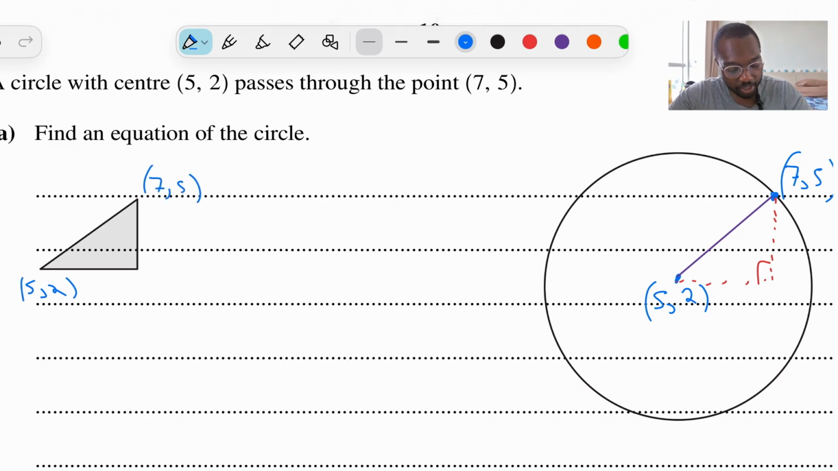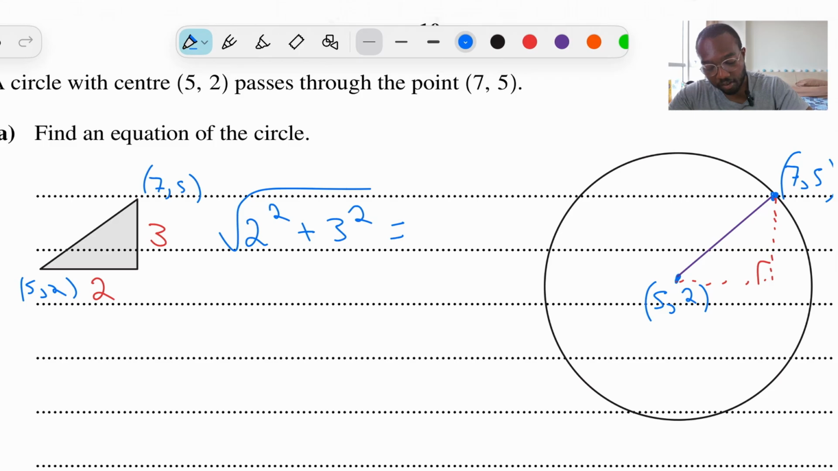Let's look at the difference in the x direction. We have a 5 and a 7, so it's a difference of 2. And in the y direction, we have 2 and 5, a difference of 3. So therefore, it would just be 2 squared plus 3 squared, and that gives me root 13. We know that the radius here is root 13.